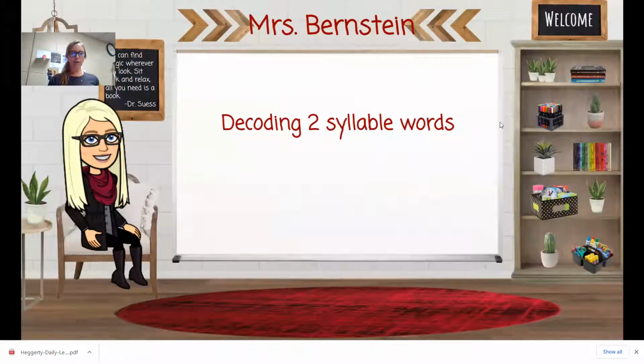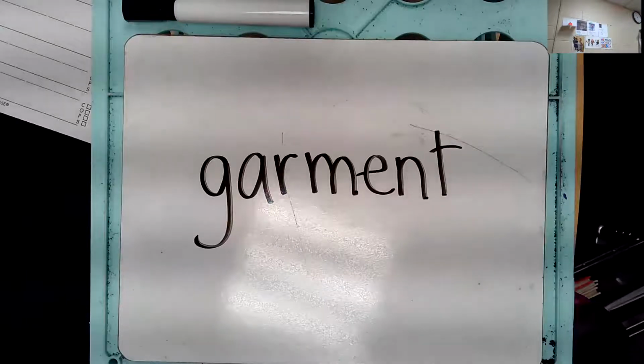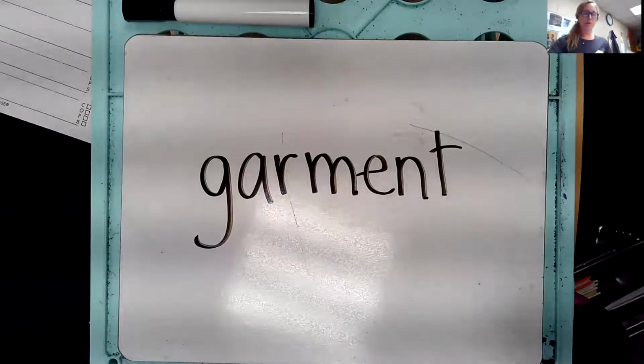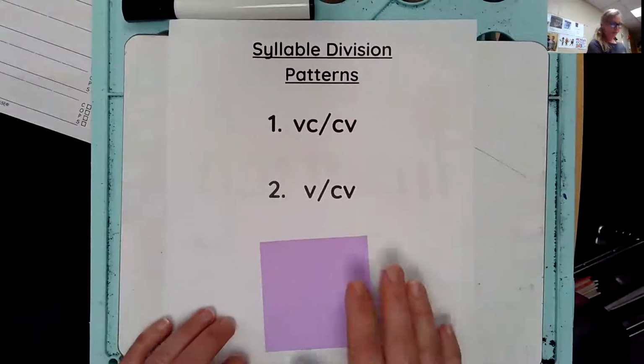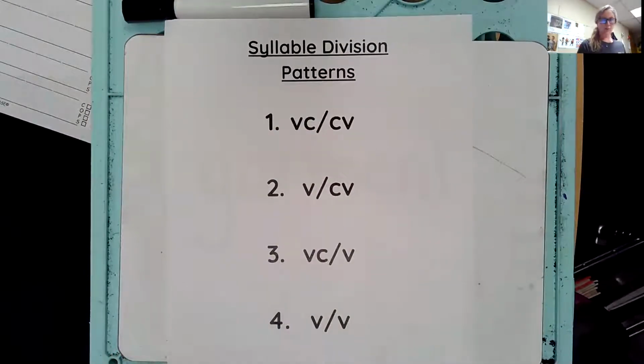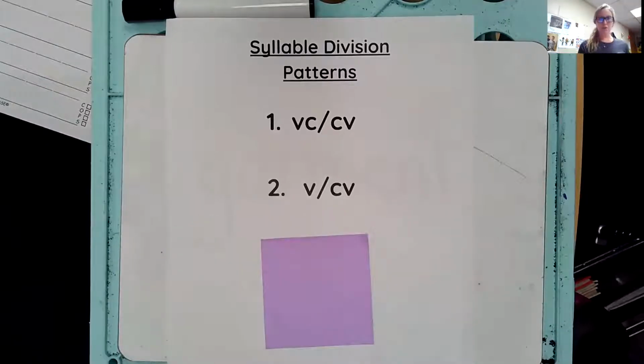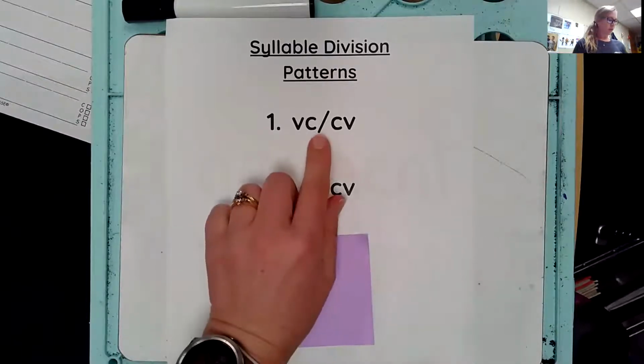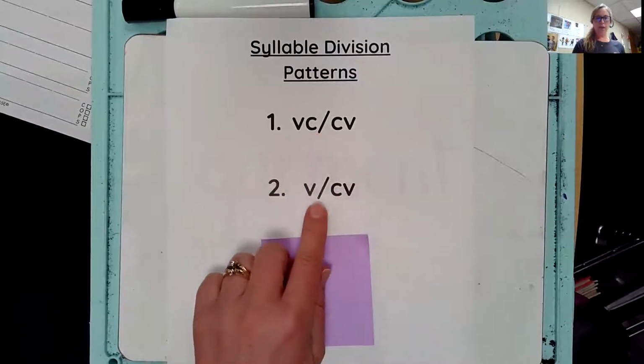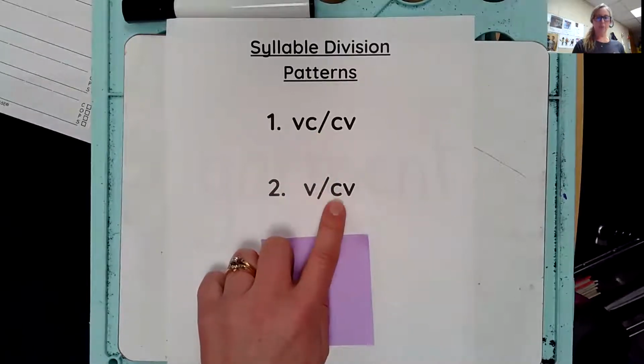All right, we're going to start out, however, with our decoding of 2-syllable words. So grab your whiteboard, grab some paper, and let's start off with dividing words into syllables. Now, remember, before we divide our word, we have 4 syllable division patterns. Right now, however, we are focusing on the 2 most common division patterns. The most common way to divide words into syllables is between the 2 consonants. However, if that way doesn't work, we will try the next way, which is after the vowel before the consonant.